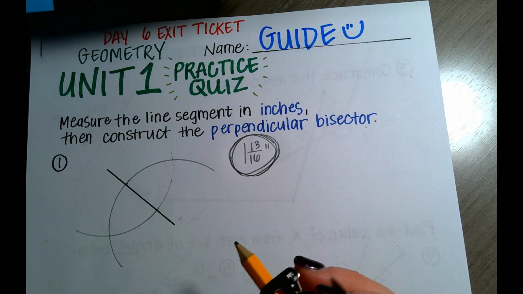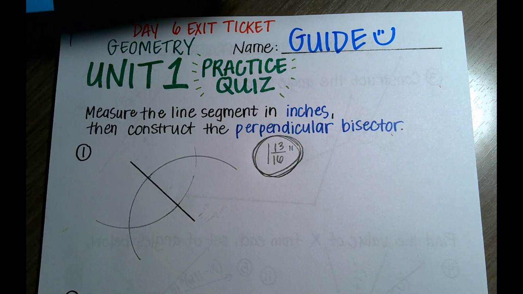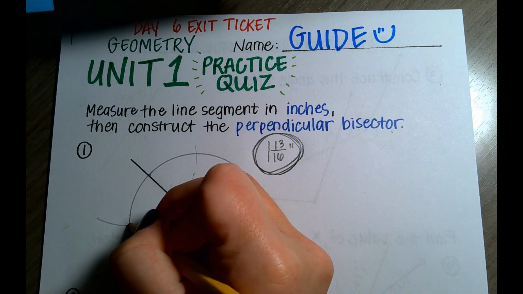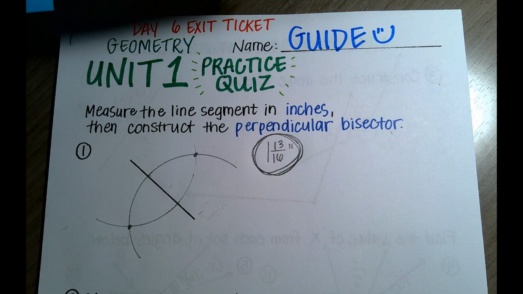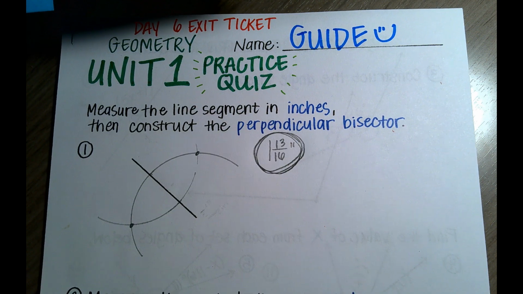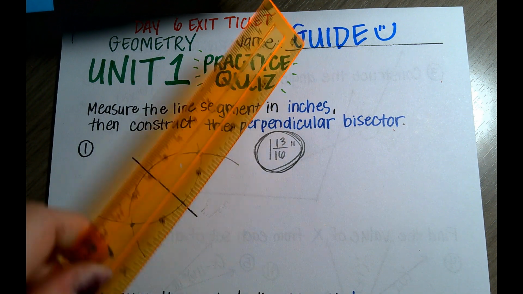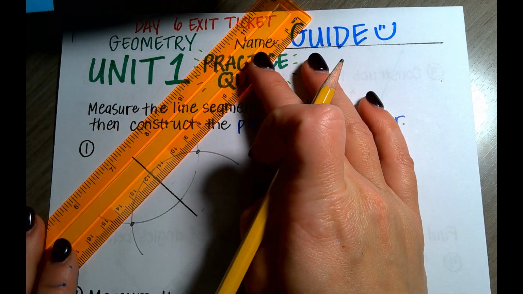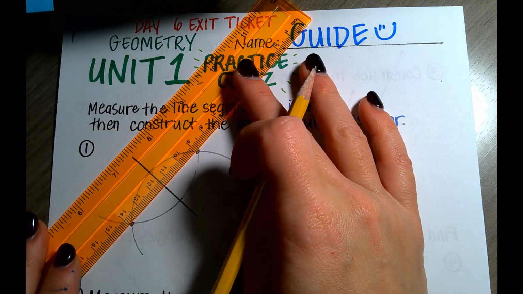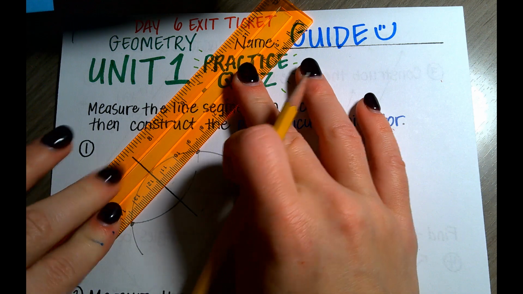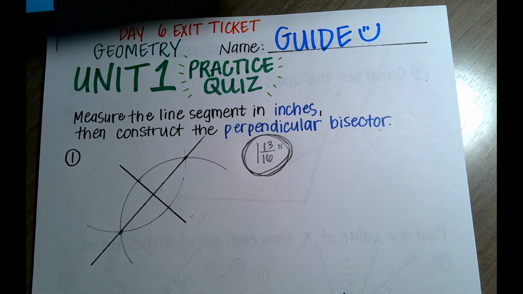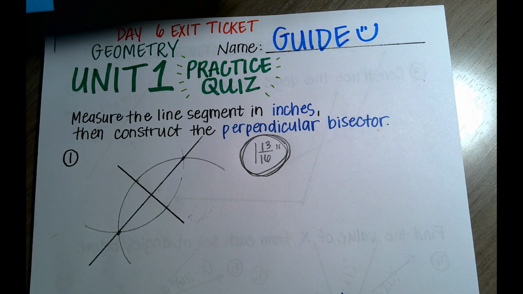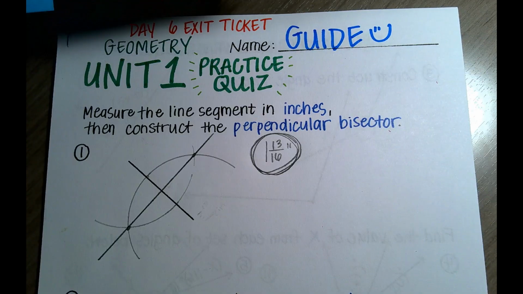And then 2 intersections. So what I'm going to do is I'm going to mark these intersections. And what am I going to do with these intersections? Connect them. I'm going to take my ruler or a straight edge and just draw a line through those little points that we just made. Okay. Now we're almost done.